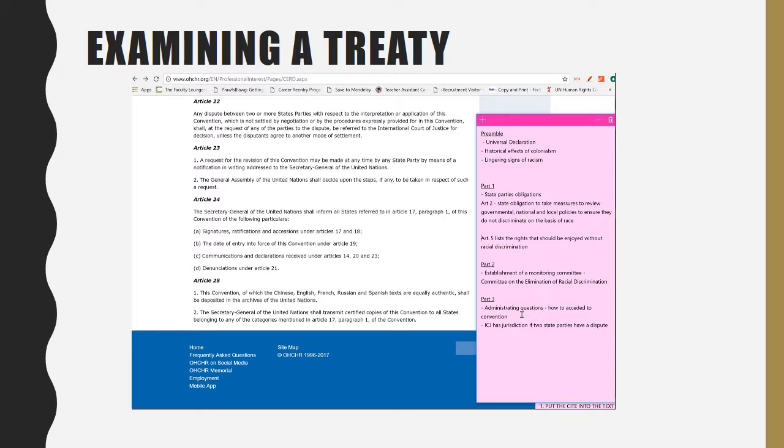So how do you accede to the convention, and it looks like the ICJ has jurisdiction if the parties have a dispute over the measures inside of the convention. So again, looking at a treaty online, we were seeing how to find the structure of the treaty to help us be able to better analyze what's happening with the treaty.